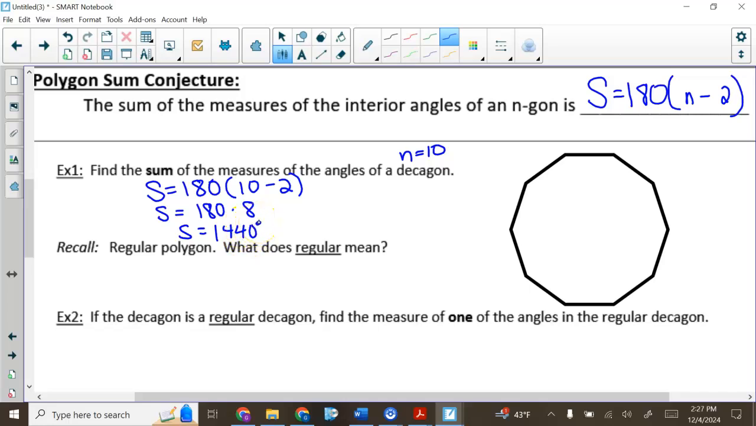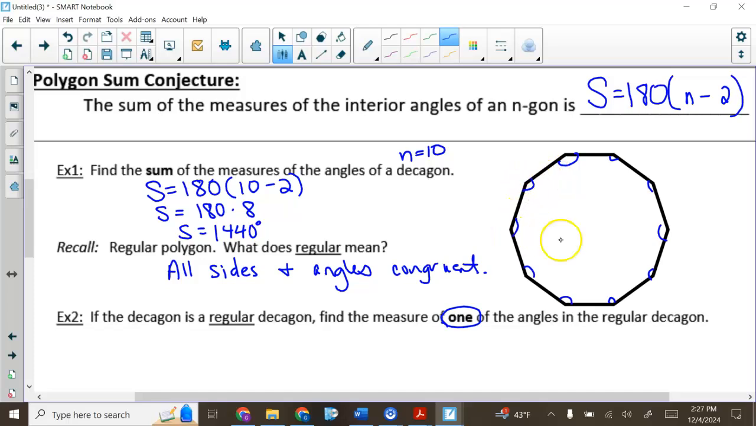Okay. So now if we refresh, this is a regular polygon, which means all sides and all angles are congruent, are equal. And for this next question, we want to know what is each angle of a regular decagon. So since it has 10 sides, it's going to have 10 angles in here. So what we just figured out in that first example was that all 10 of these angles together equal 1,440 degrees. But now I want to know what each angle is.